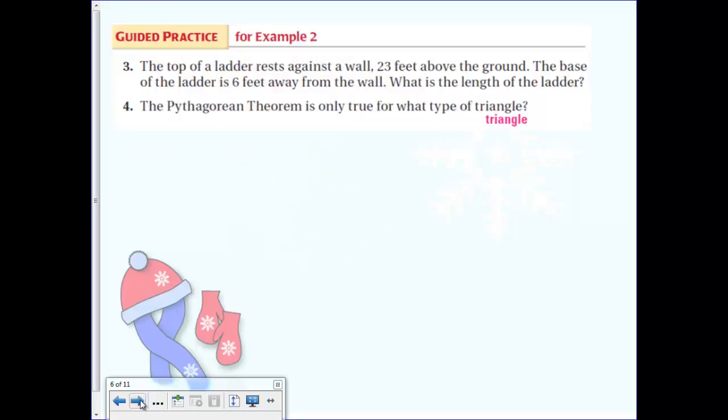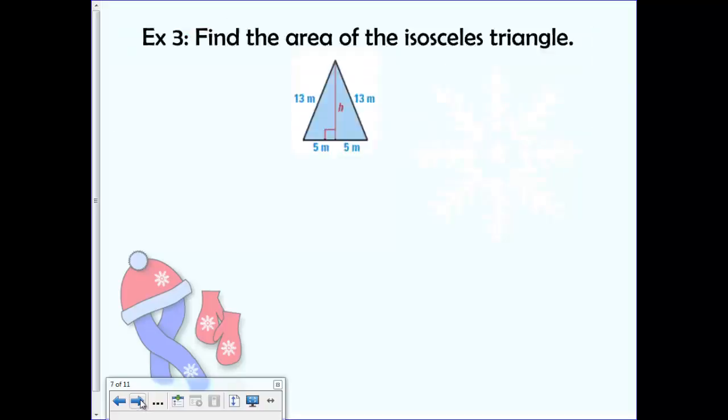4. The Pythagorean theorem is only true for what type of triangle? Right. Pythagorean theorem only works with right triangles because you have to have a right angle in order to find your hypotenuse. Example 3 says find the area of the isosceles triangle.